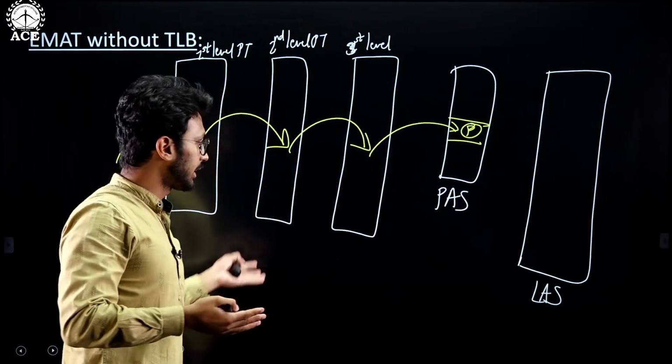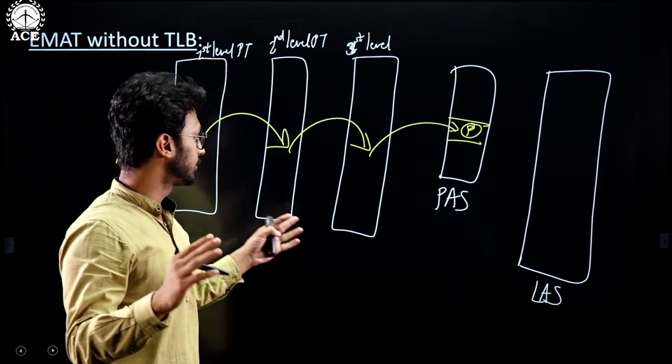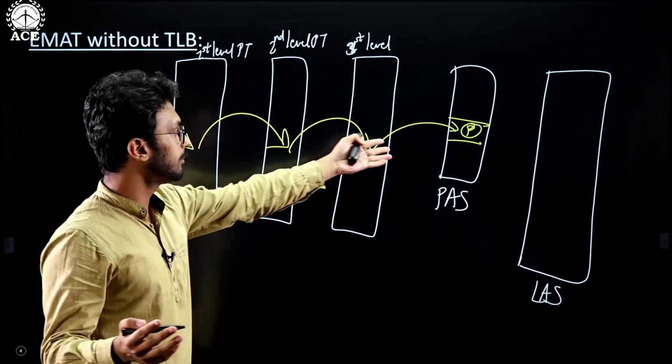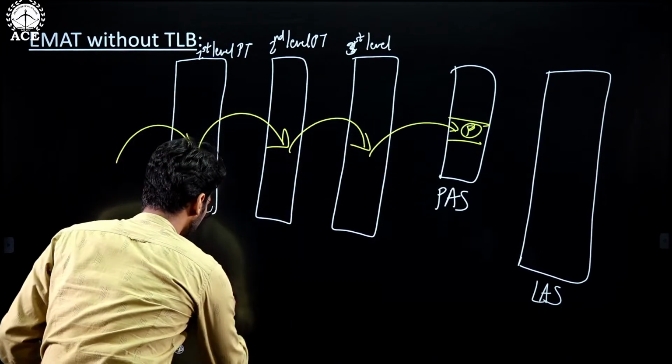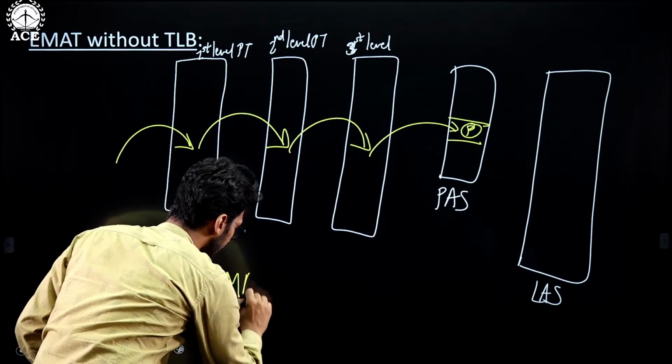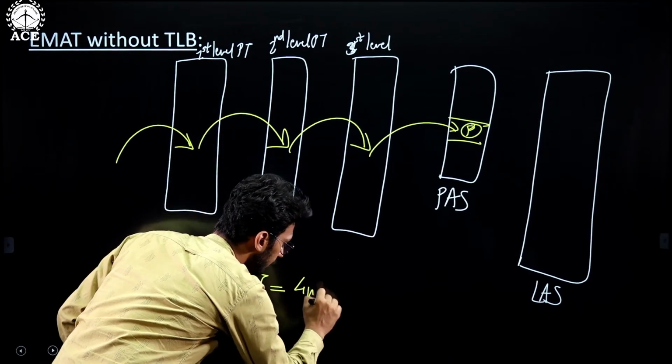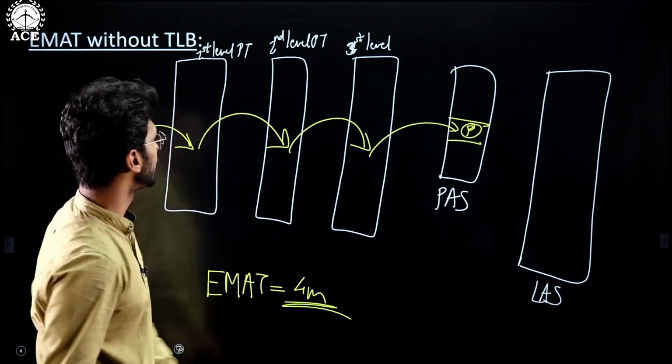Are you getting it? What is it? M, because page tables are also stored in main memory itself, isn't it? That is what we have seen. So M, 1, 2, 3, 4. So EMAT will be what? 4M. Done with this one. Last slide of the session.